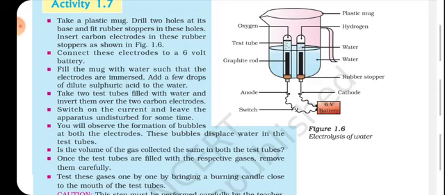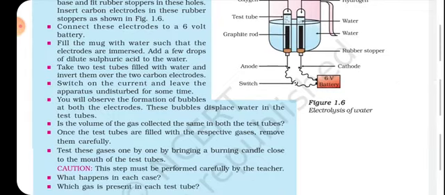Take 2 test tubes filled with water and invert them over the 2 carbon electrodes. Switch on the current and leave the apparatus undisturbed for some time. You will observe the formation of bubbles at both the electrodes. What happens? These bubbles displace the water in the test tubes.